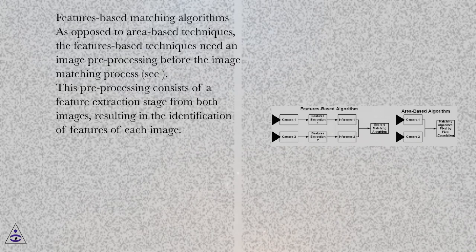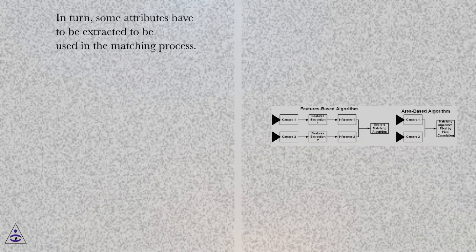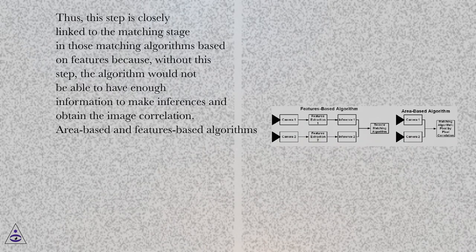Features-based matching algorithms. As opposed to area-based techniques, the features-based techniques need an image preprocessing before the image matching process. This preprocessing consists of a feature extraction stage from both images, resulting in the identification of features of each image. In turn, some attributes have to be extracted to be used in the matching process. Thus, this step is closely linked to the matching stage in those matching algorithms based on features because, without this step, the algorithm would not be able to have enough information to make inferences and obtain the image correlation.